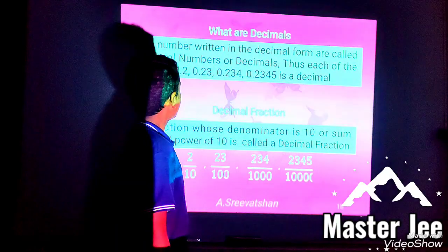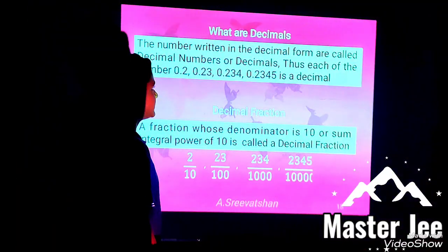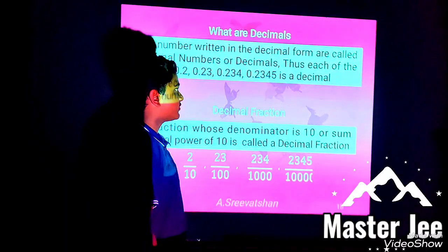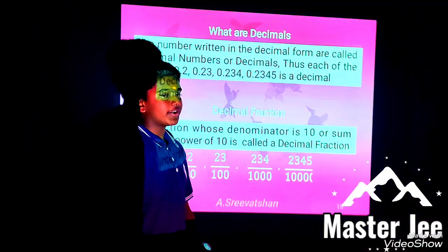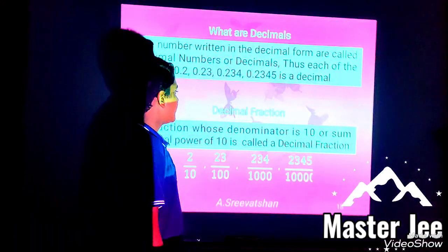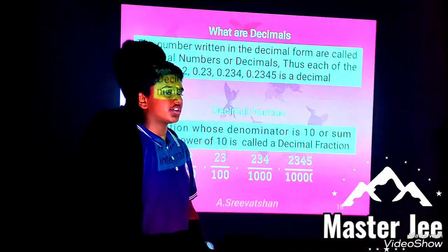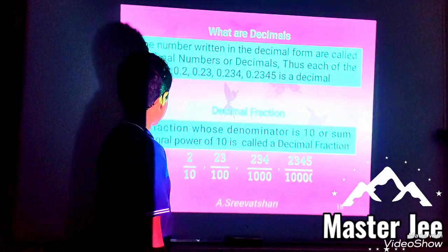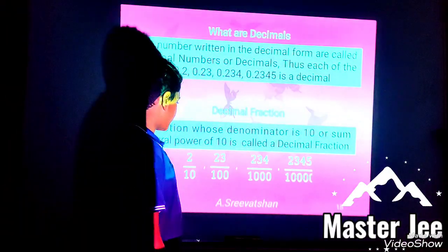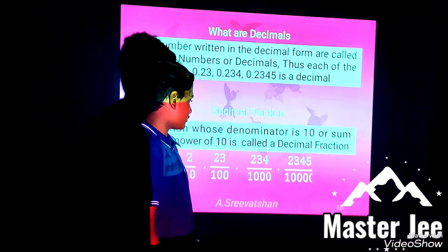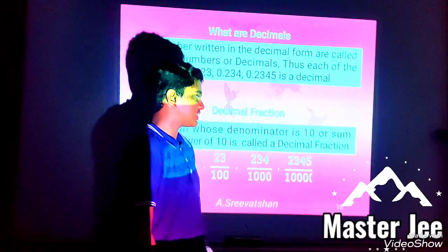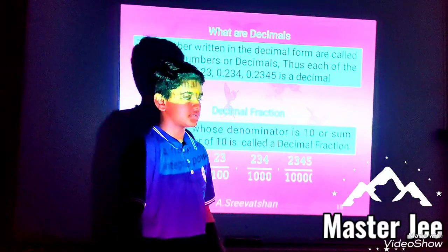What are decimals? The numbers written in the decimal form are called decimal numbers or decimals. Thus, each of the numbers 0.2, 0.23, 0.234 and 0.245 is a decimal. Decimal fraction: a fraction whose denominator is 10 or some integral power of 10 is called a decimal fraction. Here 2 by 10, 23 by 100, 234 by 1000, 2345 by 10,000 are the examples.